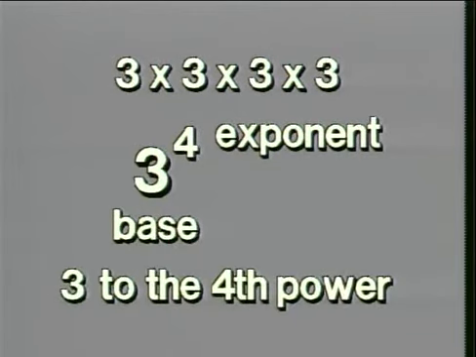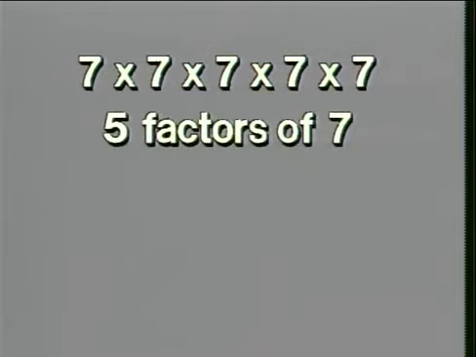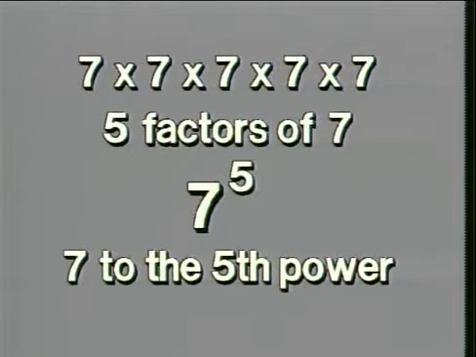We read this as 3 to the 4th power. The word power refers to the exponent. Here we have 5 factors of 7. To indicate 5 factors of 7, we use 7 as a base and 5 as the exponent. Now we read this as 7 to the 5th power.